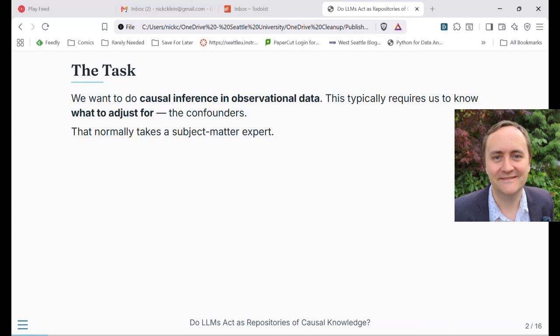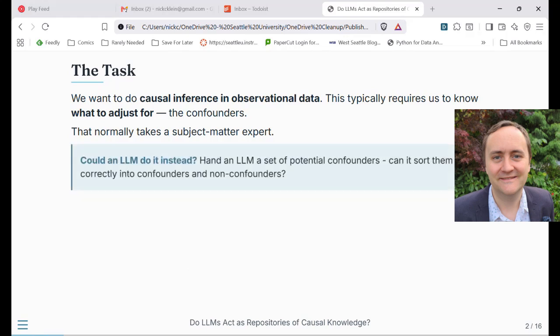Now, doing this typically in an applied setting requires you to know a lot about your setting, right? You need to know a lot about the real world in order to know what's called the data generating process, so that you can know what are the things that are related to your treatment and outcome that actually constitute confounders that you need to control for.